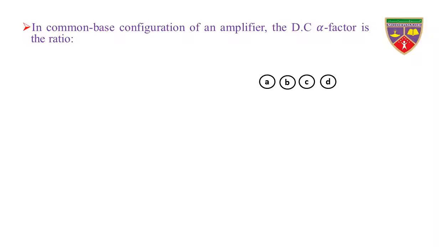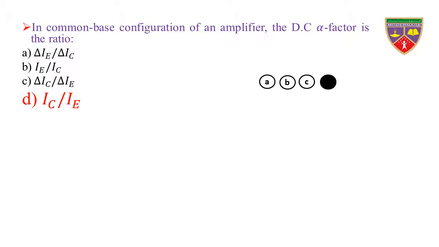In common base configuration of an amplifier, the DC alpha factor is the ratio. Option A, delta IE to delta IC, option B IE to IC, option C delta IC to delta IE, option D IC to IE. The key is IC to IE. Therefore, the correct option is D.